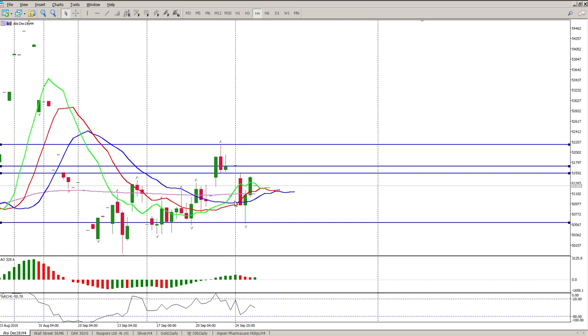but there's a fairly good chance that we are moving up, that this consolidation that we've had for the last 2 weeks, or 2.5 weeks now, is starting to come to an end, and we're looking for a break above it.